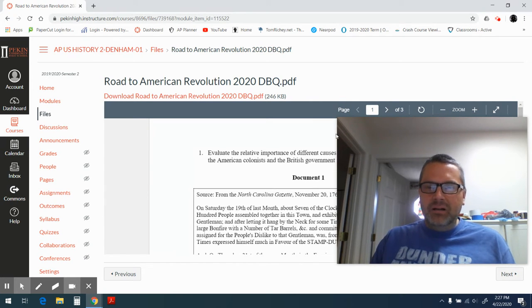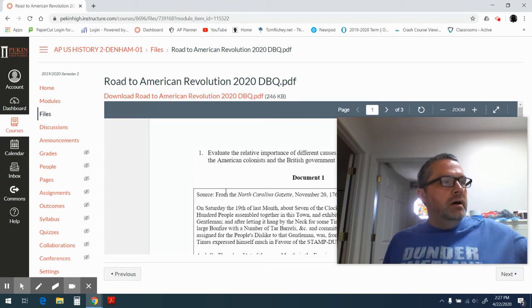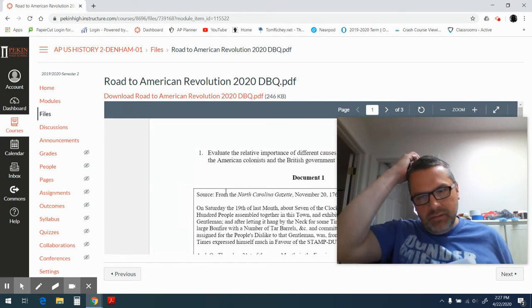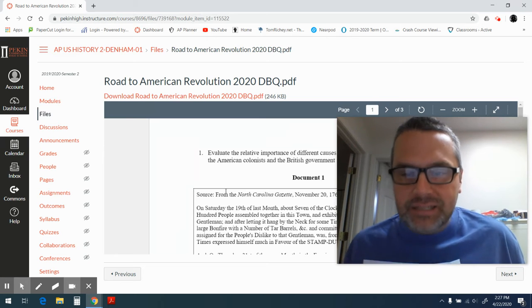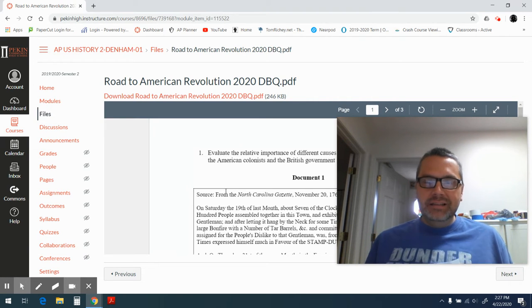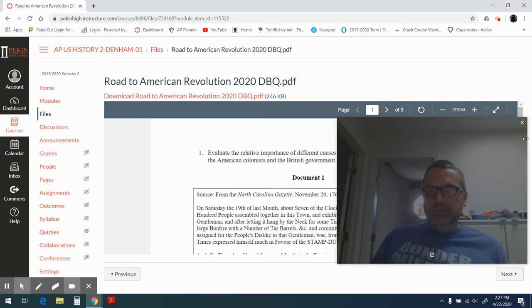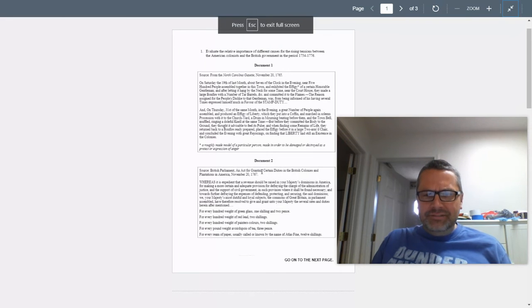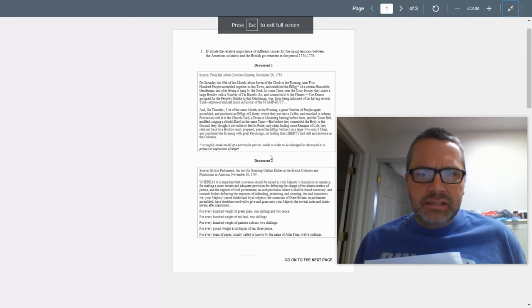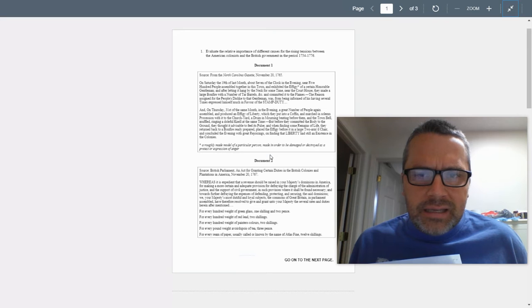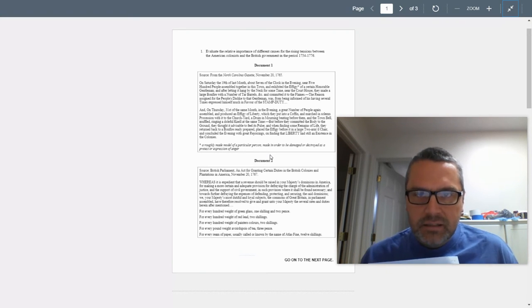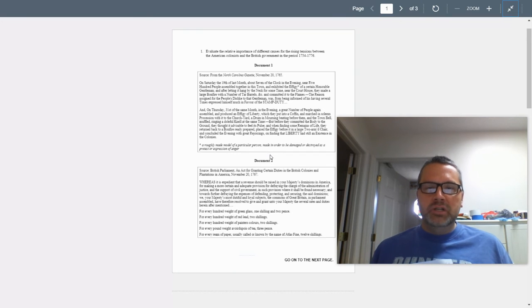All I wanted to do real quick was go through these documents and then think about what you have to process in a short amount of time. There's only 5 documents, and it's dealing with the American Revolution. The prompt asks you to evaluate the relative importance of different causes for the rising tensions between the American colonists and the British government.